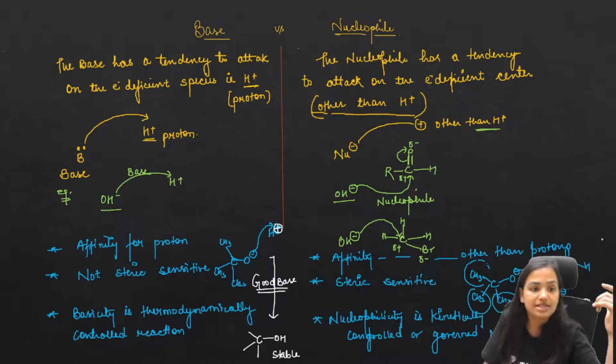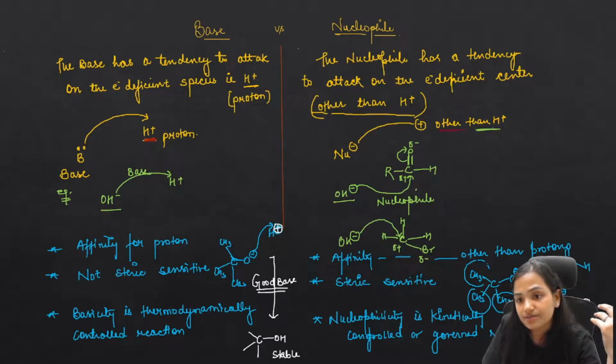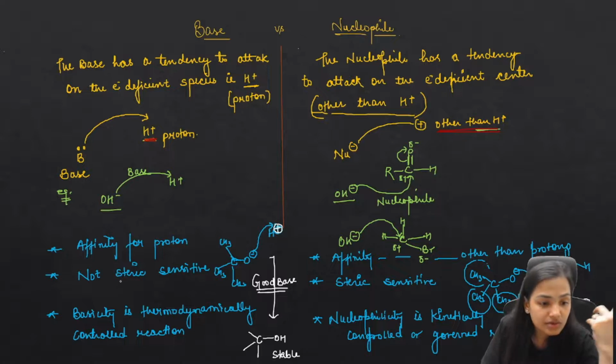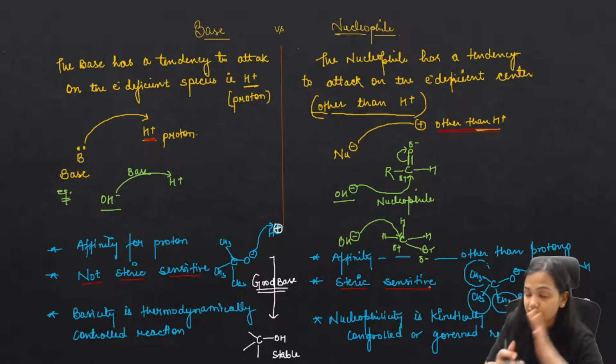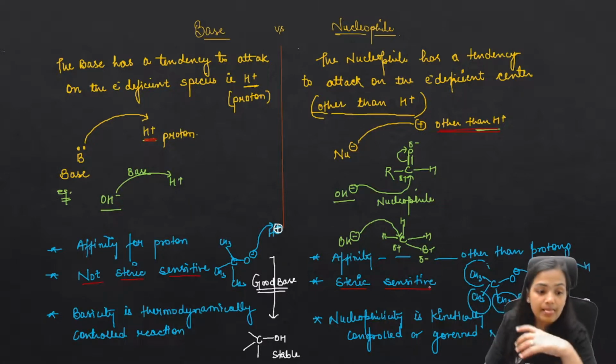Bases are those which accept H positive, and nucleophiles are those which accept species other than H positive. Here I told you the most important point: bases are not steric sensitive, but nucleophiles are steric sensitive. So whenever you have a steric problem, you have to think about it again.